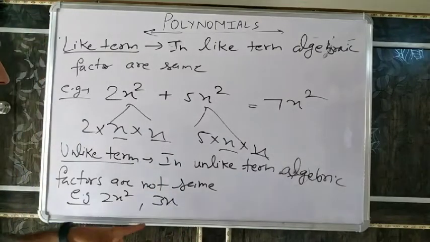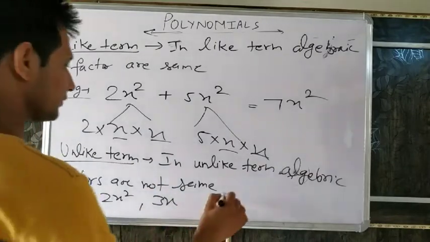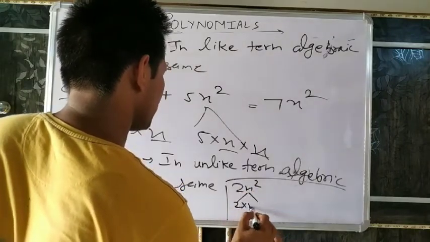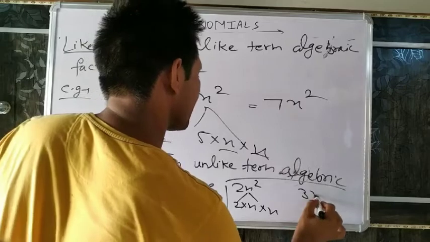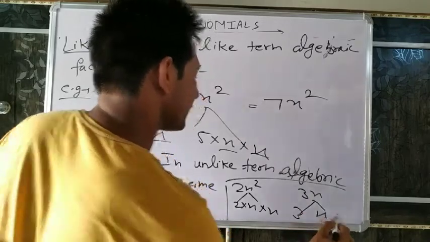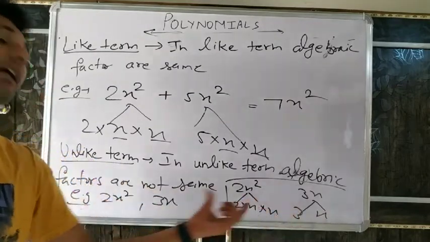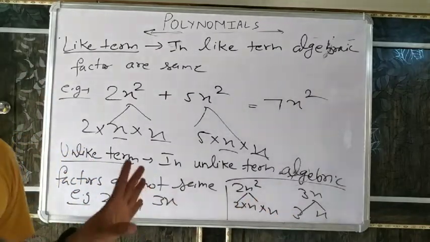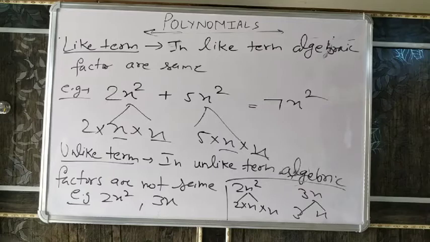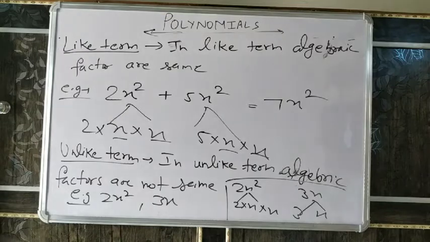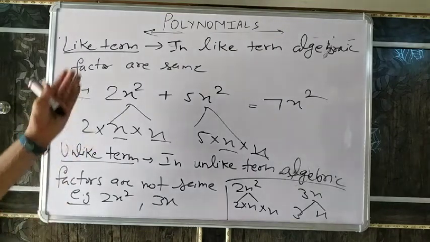What is the factor? Factor of 2x square. I am writing here 2x square. Factors are 2 into x into x, and for 3x only 3 and x. Here the factors are x, x; here it is only x. So these are unlike terms. In unlike terms, we can neither subtract nor add. Understand? So these are like and unlike terms.